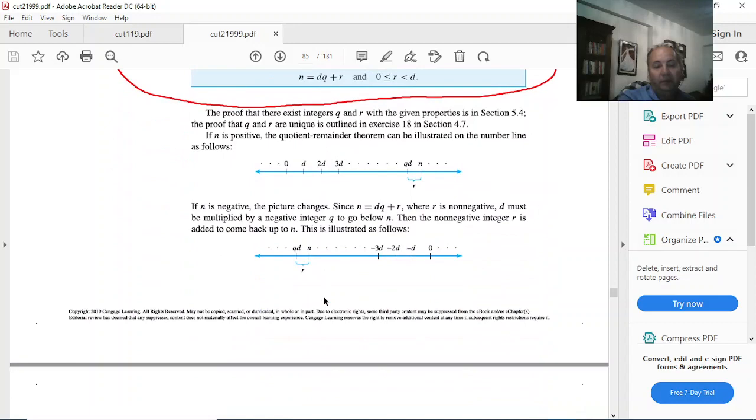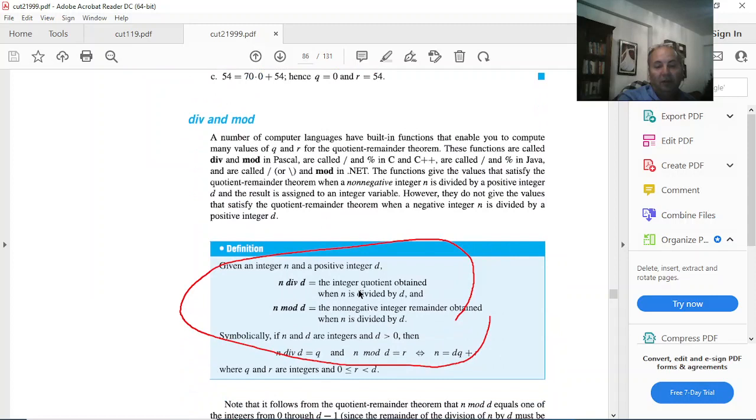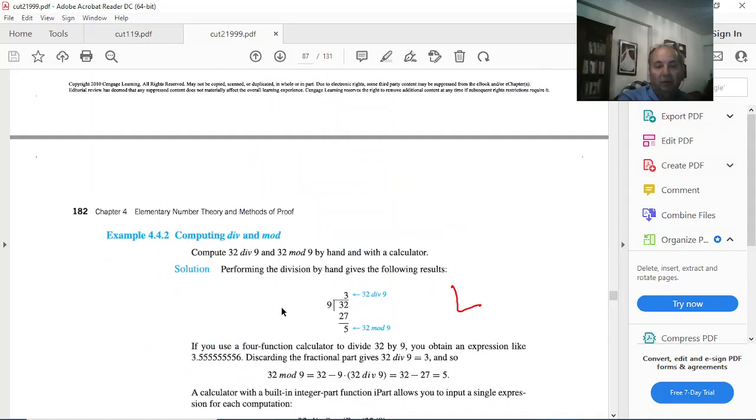In this notation, 7 div 2 means 3. Forget about the remainder. And 7 mod 2 is just the remainder, 1, right? It's given as an example here. Let me show you.